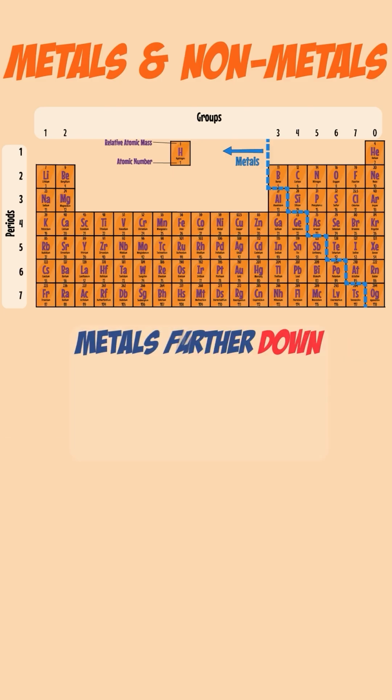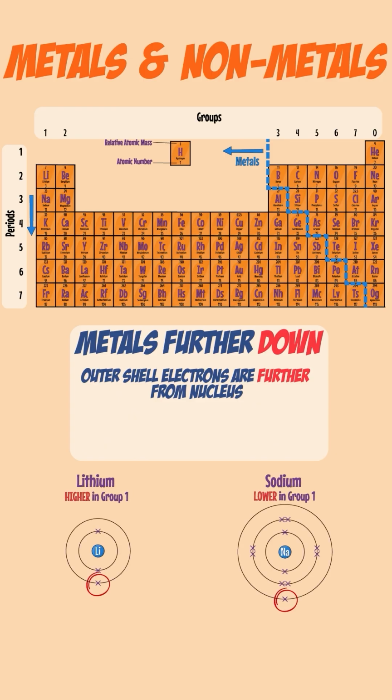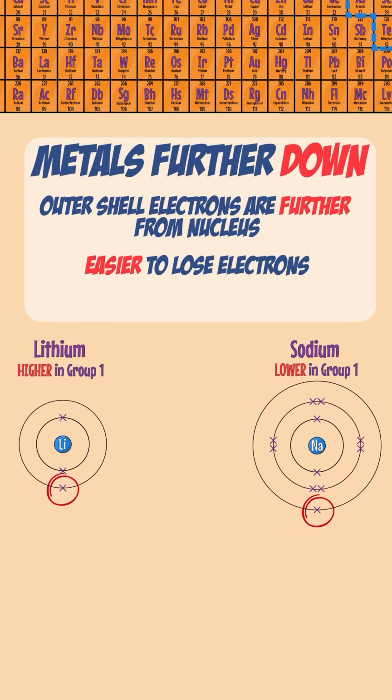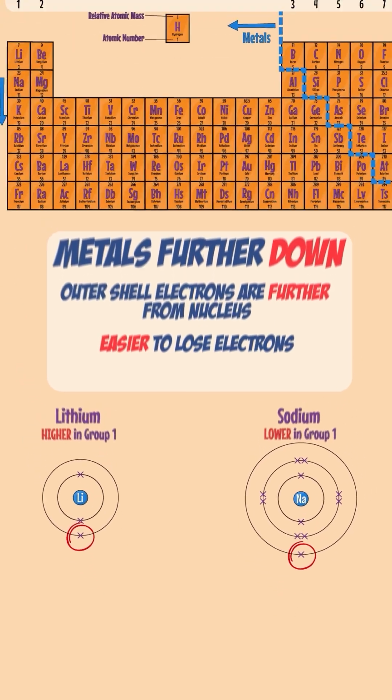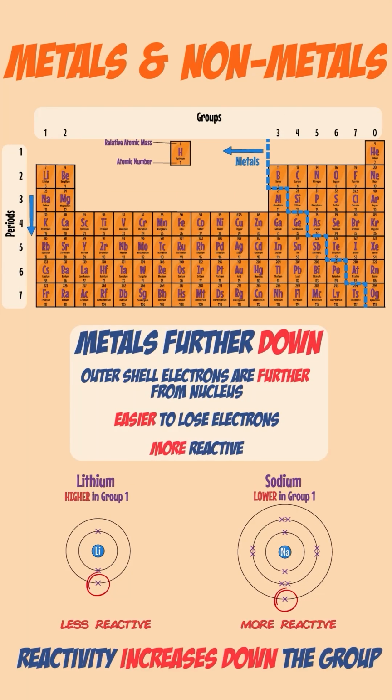As you go down a group, the outer shell electrons are further away from the nucleus because the atom's getting bigger and has more shells. This decreases the attraction of the electrons to the nucleus, which makes the electron easier to remove, meaning the metal is more reactive. This means that the reactivity of metals increases as you go down the group, as it's easier for elements to react and lose electrons.